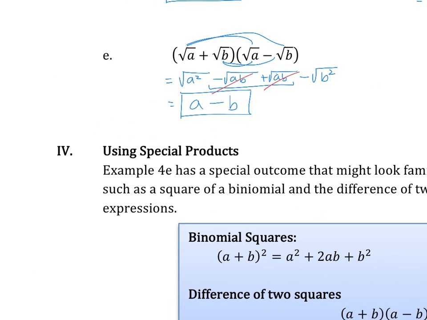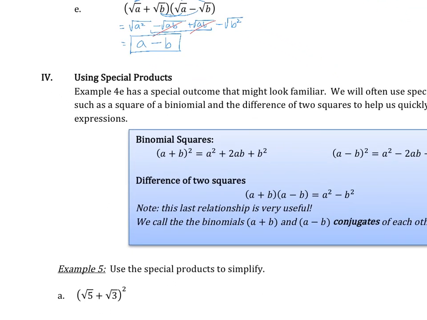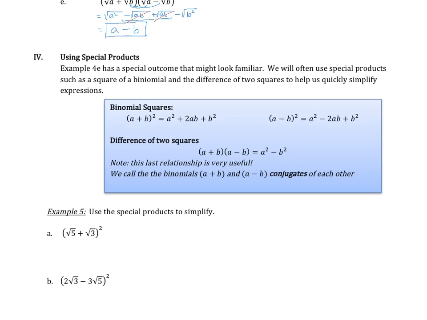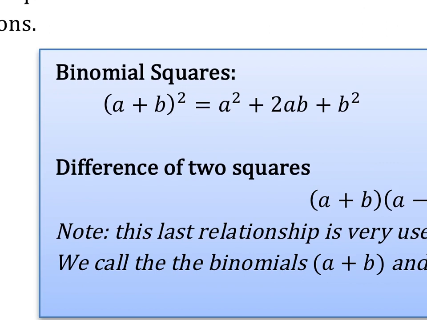Okay, so we got a special situation, and that comes from one of our special products. So let's take a moment and look at these special products. This is going to come up a whole lot. Okay, we're in this chapter and in future chapters, okay? And hopefully you've seen this before. This is something you're going to want to memorize, okay? And we're going to use it a lot, so you'll memorize it by the end of our course here, all right?